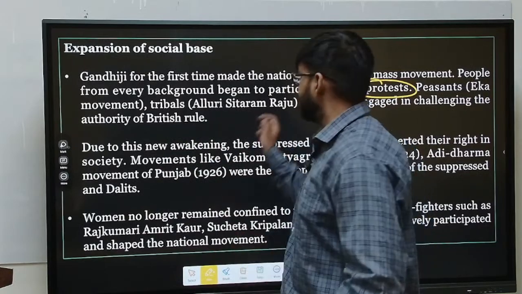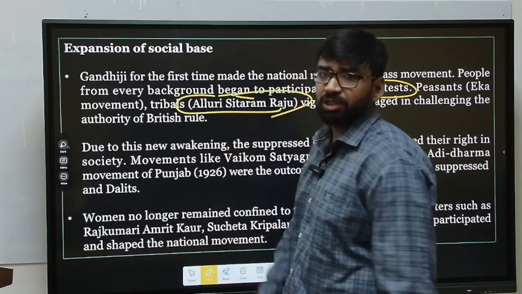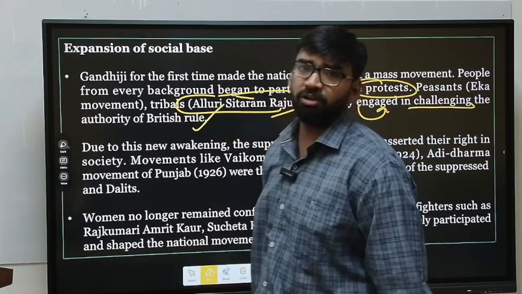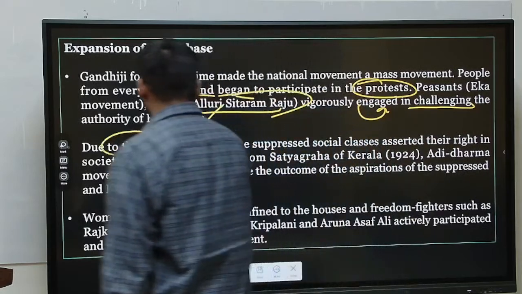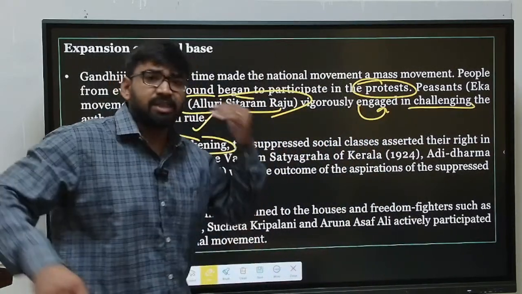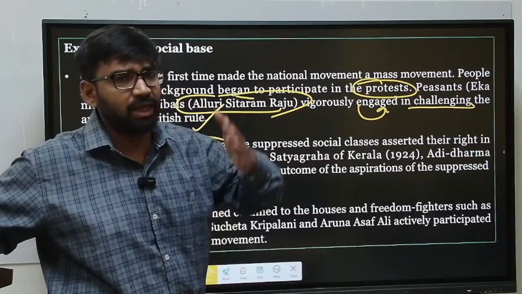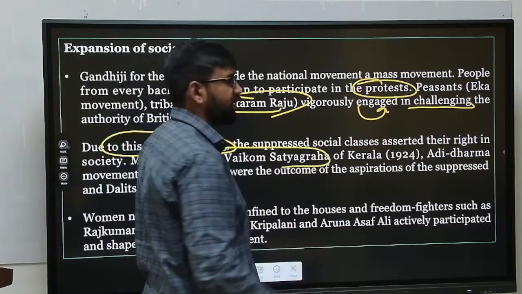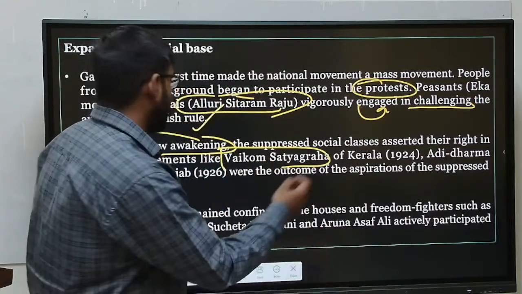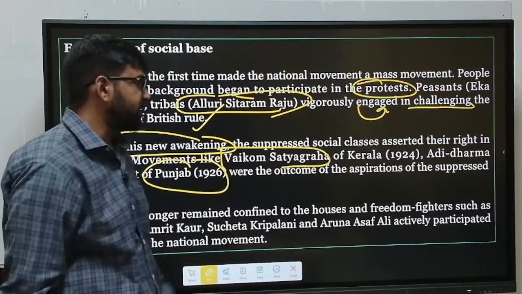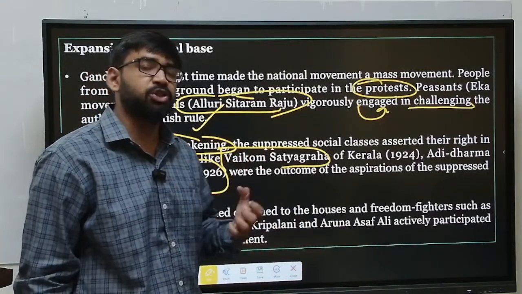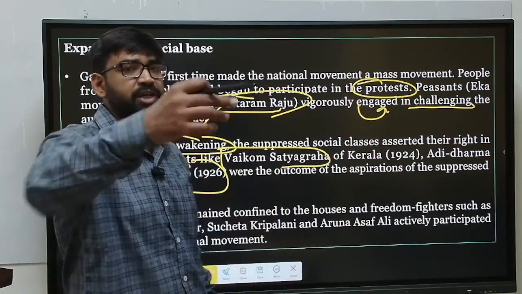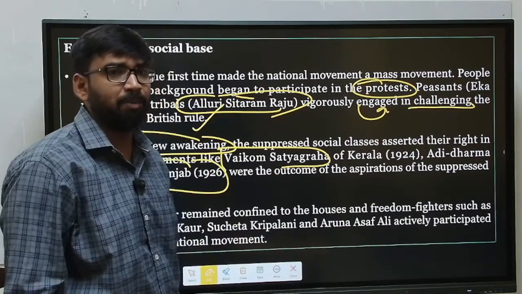Getting my point? Then tribals were also there like Alluri Sitarama Raju. These people encouraged challenging the authority of British rule. And then because of this new awakening, suppressed social classes of India like Dalits and all, they also started their movement like Vaikom Satyagraha of Kerala in 1924, then Adi Dharm movement of Punjab in 1926. These movements became the aspirations for depressed classes so that they can come forward and they can also raise their voice against colonial struggle and upper caste.